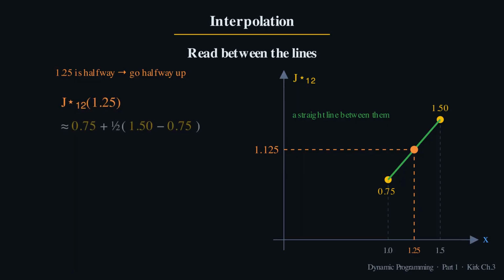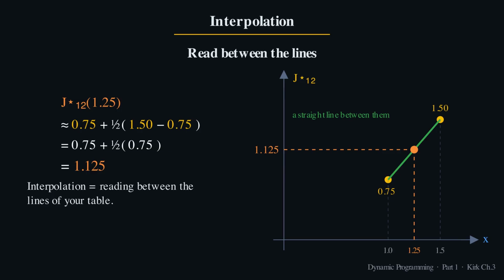So we walk halfway up the line. Halfway between 0.75 and 1.5 is 1.125. And that is our estimate for the cost to go at 1.25. That is all interpolation is, reading between the lines of your table. It's what lets a coarse grid, just a few stored answers, stand in for the whole continuous range between them. A few dots and a ruler.